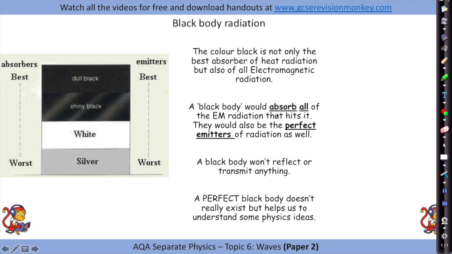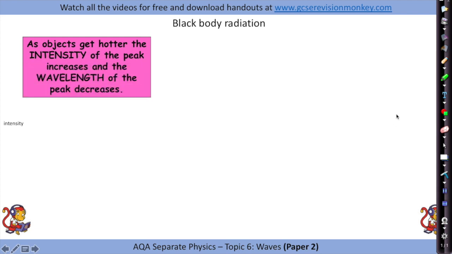It absorbs all of the energy that hits it, and if it's at a higher temperature than the surroundings, it will be a perfect emitter of heat radiation. It would emit all of the radiation possible. Now, a perfect black body doesn't really exist, but it helps us to understand some physics ideas. So while this is a theoretical object, it can help us to understand things which are close to being perfect black bodies. Okay, so let's have a look at them.